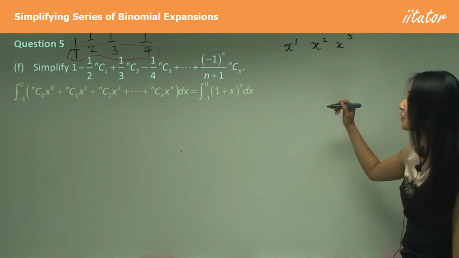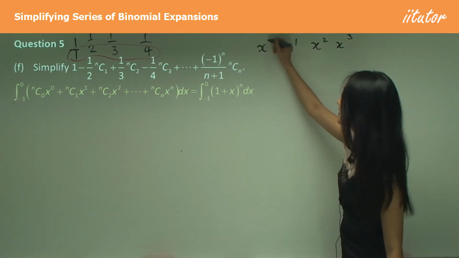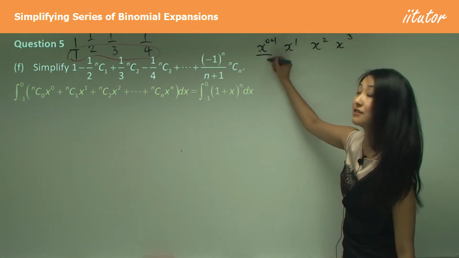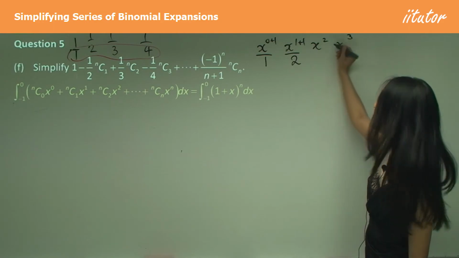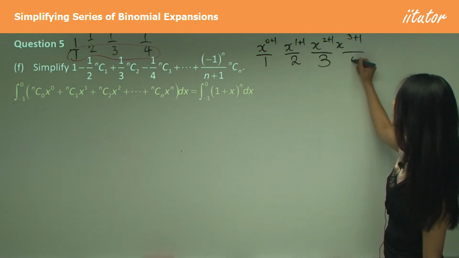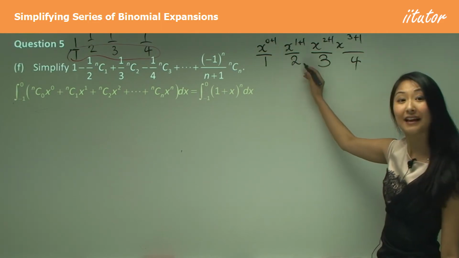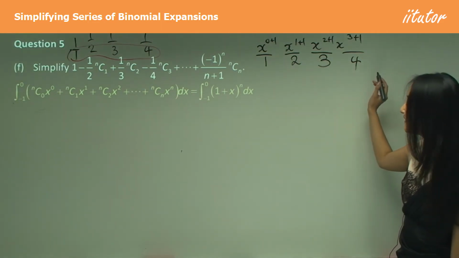Because when we integrate, that's how we'll move that to x to the power of 0, add 1, divide by 1. Add 1, that becomes 2, divide by 2. Add 1, divide by 3, divide by 4. And that's how you get that pattern of the denominator on the bottom. Can you see that? Good.